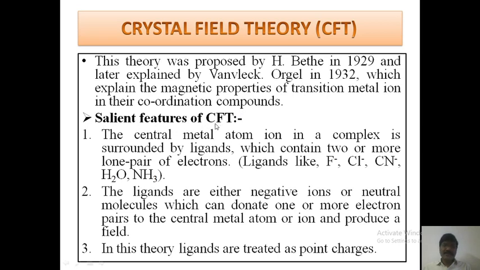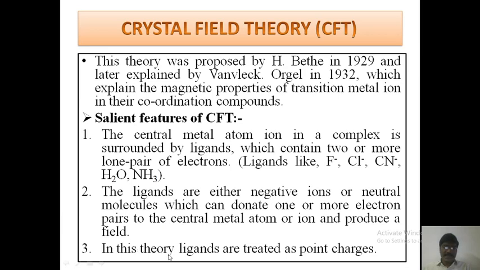What are the salient features of CFT? First one, the central metal atom or ion in a complex is surrounded by ligands which contain two or more lone pairs of electrons, ligands like F⁻, Cl⁻, CN⁻, H2O, NH3, etc. Second one, the ligands are either negative ions or neutral molecules which can donate one or more electron pairs to the central metal atom or ion and produce a field.